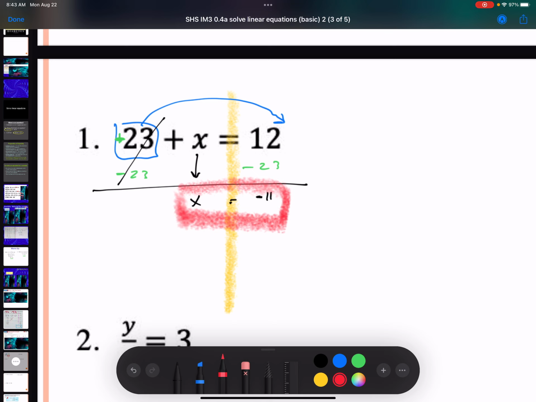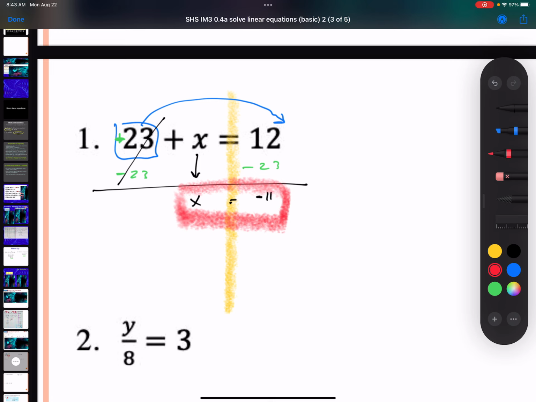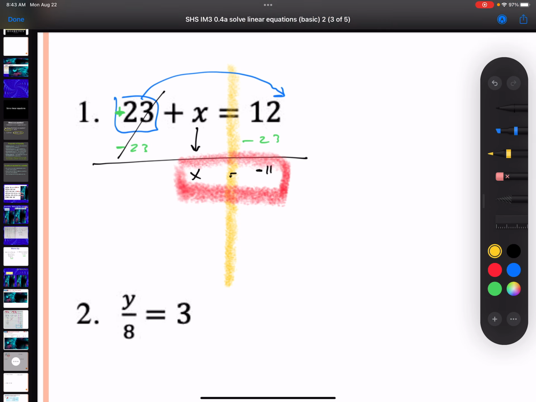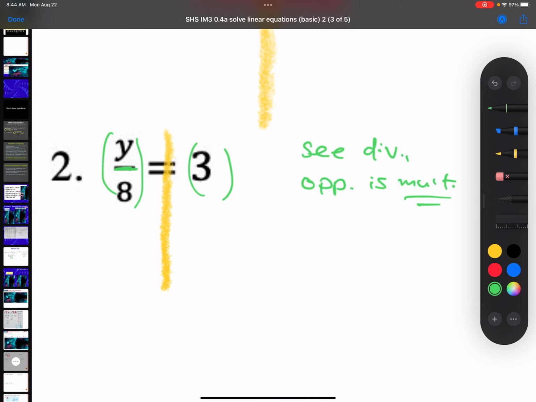All right, question number 2. What do you see there? What math operation? For number 2, what do you see? We see division. So what is the opposite of division, class? We have to multiply. So see division, opposite is multiplication. We need to multiply.